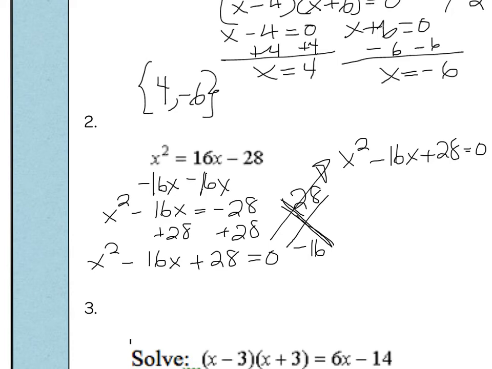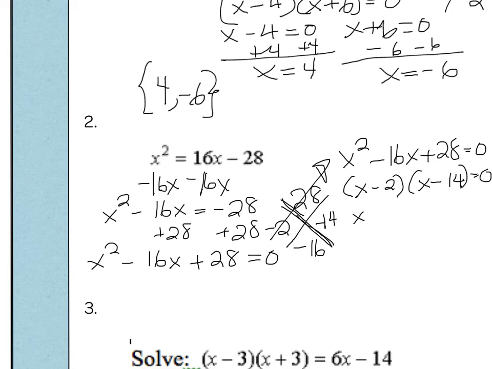There's not a lot of factors for 28. 7 and 4 obviously can't combine in any way to give me 16, but 14 and 2 could. So if I've got 14 and 2 and I multiply, I'm going to get 28. But if I make them both negative, they can combine to give me negative 16, and they multiply to give me 28. So I've got x minus 2 times the quantity of x minus 14 equals 0.